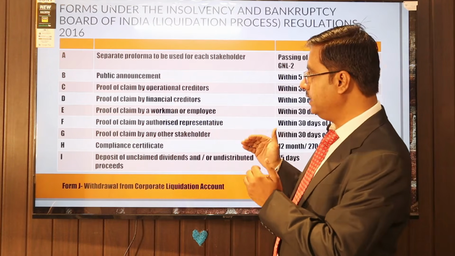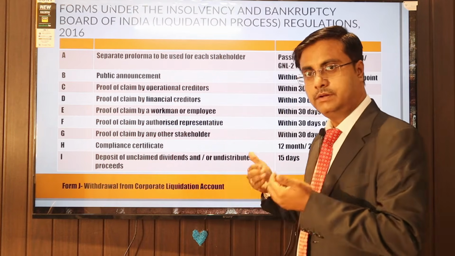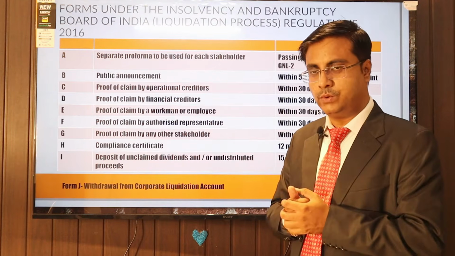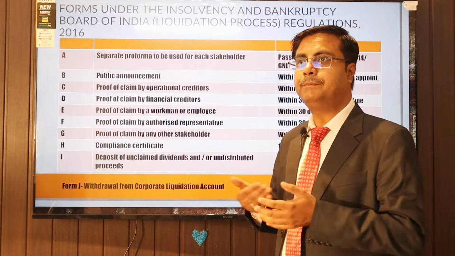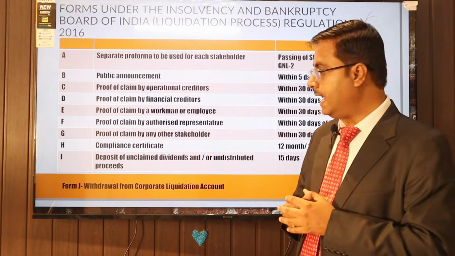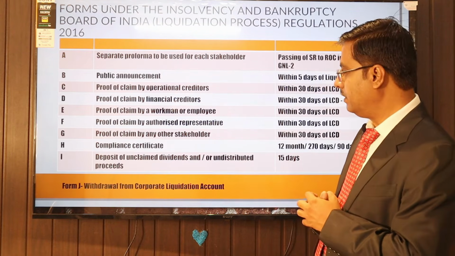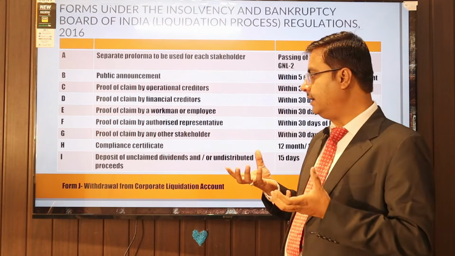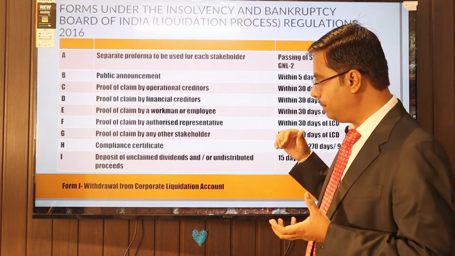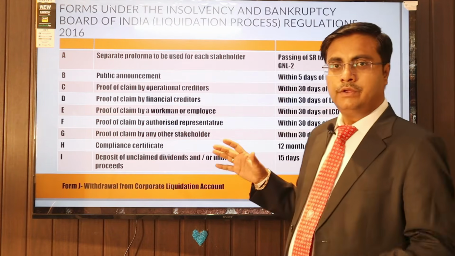So after the scrutiny of claims, the liquidator gives a list of stakeholders. They will submit a compliance certificate. The preliminary report also has to be submitted with the NCLT. And if there is any unclaimed dividend, they will deposit it in the corporate voluntary account. So this is the scenario.